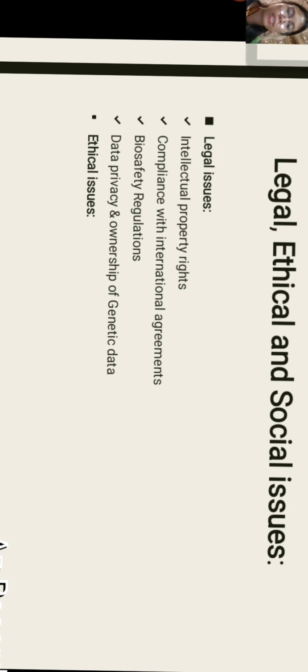Next is biosafety regulations. These are rules to ensure experiments involving genes, DNA, GMOs, and lab organisms are safe for people and the environment. So before releasing a GMO crop like Bt corn, scientists must test if it is safe, check if it harms other organisms, and ensure it won't spread uncontrollably. Then these rules protect farms, communities, and the ecosystem.